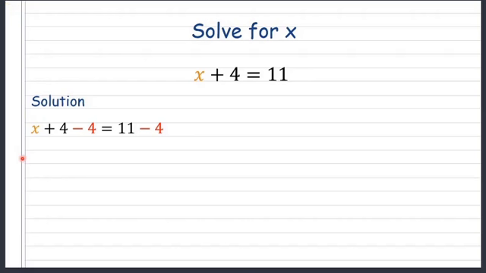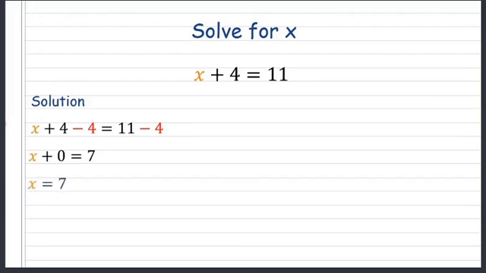So going back to the solution, x plus 4 minus 4 is equal to 11 minus 4. And we know 4 minus 4 is 0. So that is basically x plus 0 is equal to 7. And anything plus 0 will not affect it. So x is equal to 7.